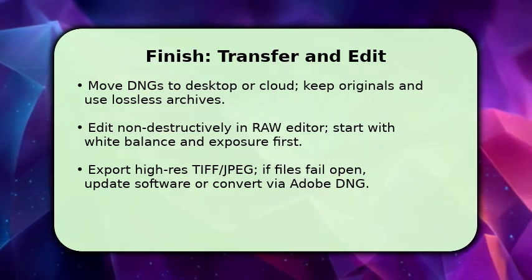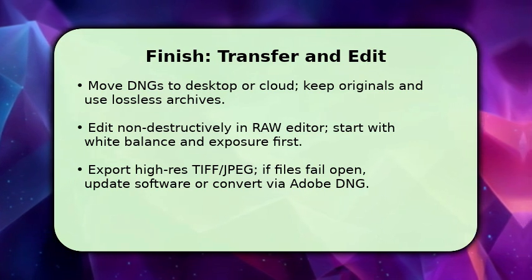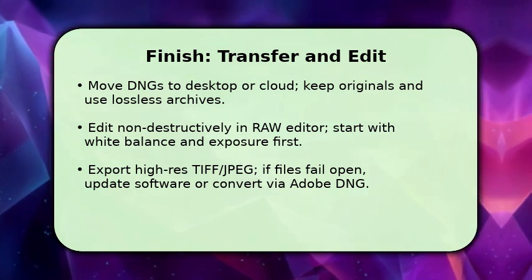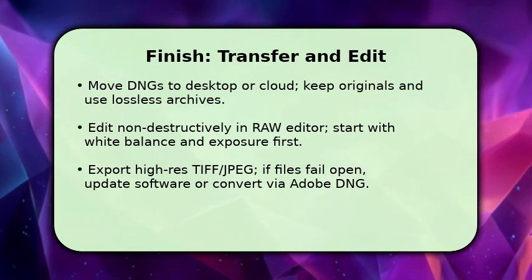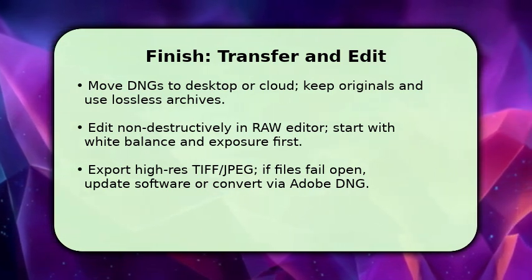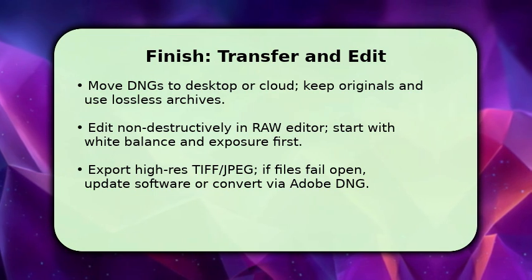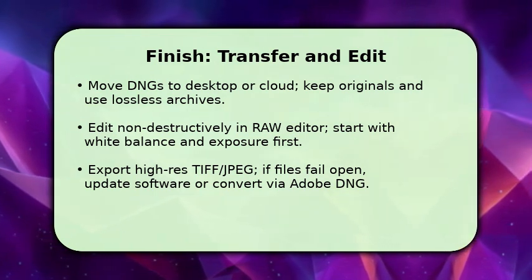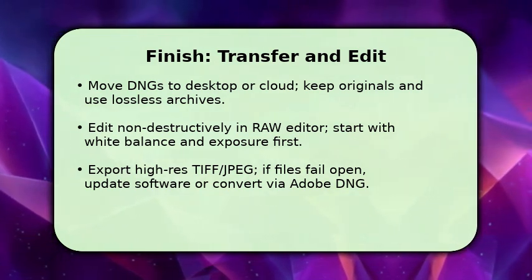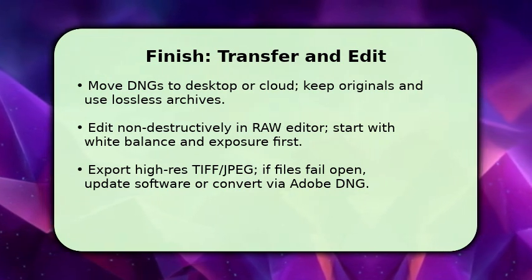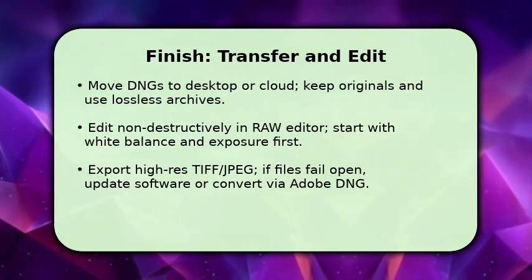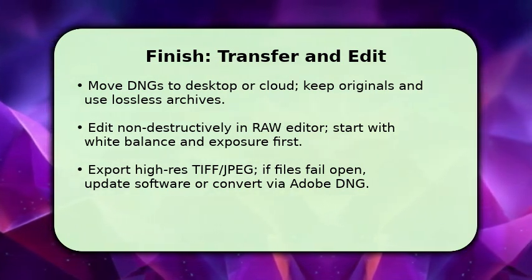Open them in a RAW editor and begin edits with white balance and exposure adjustments because they affect color and noise downstream. Proceed to tone, sharpening, and local corrections, then export high-resolution TIFF or JPEG for sharing. If a file won't open, update your RAW software or convert the DNG to a compatible format.